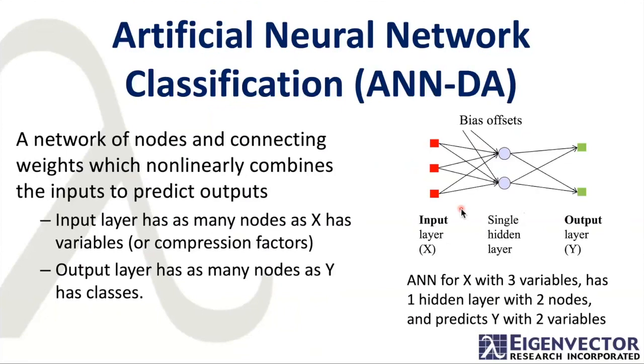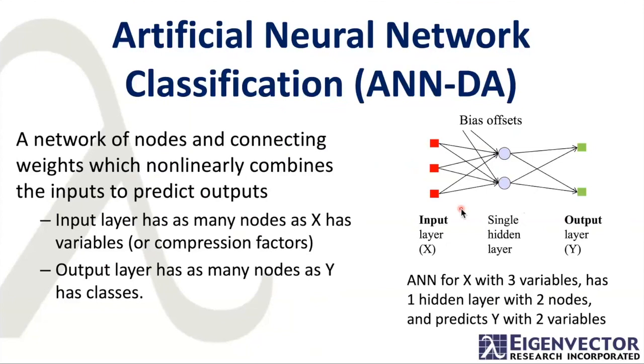At the left, the red points indicate the variables for a single sample. So in this case, the X data has 3 variables, and for a single sample, you take those values and combine them.